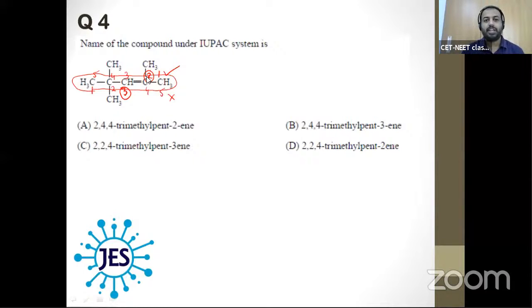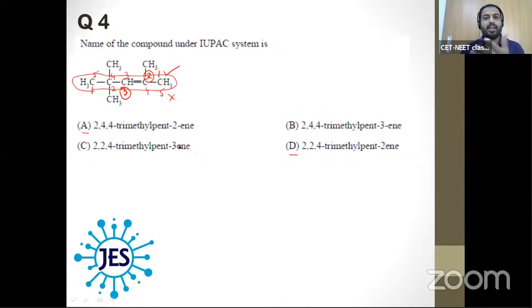See, option A is pent-2-ene, option D is pent-2-ene, whereas option B and option C are pent-3-ene. You can rule it out straight away. You can ignore it. Okay, in entrance exams, it's also important that you narrow down on options. You eliminate other options and you narrow down on the correct option.